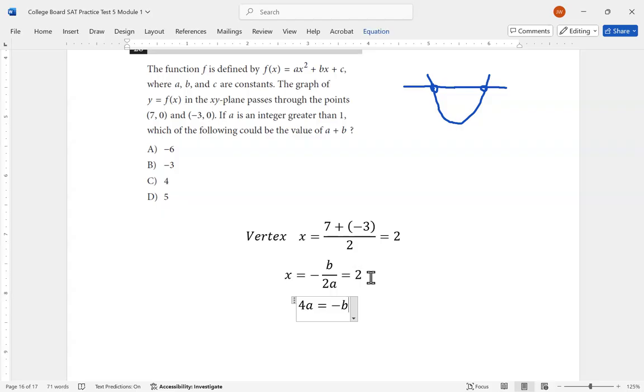Now, a has to be an integer greater than 1. So this tells me that b is going to have to be negative. If b were positive, the opposite of a positive number would give me a negative, but I need the opposite of a negative number. So b is negative.